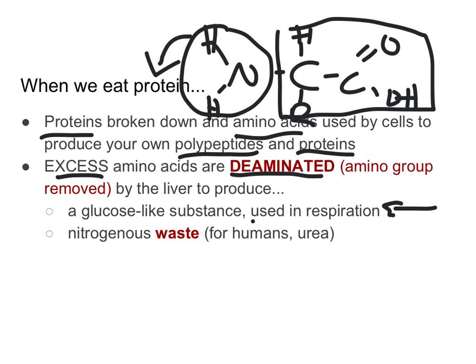So when I say it's used in respiration, I mean that it's used for energy because it looks like glucose. Then the other half, the amino group, is what's called nitrogenous waste, nitrogenous meaning nitrogen containing. You don't want this hanging out in the body because it can cause a lot of damage if it's left in the body. So we get rid of it via a molecule called urea, which is the main component of urine. So really the reason we urinate is to get rid of this waste molecule from breaking down proteins.